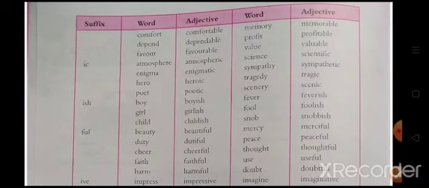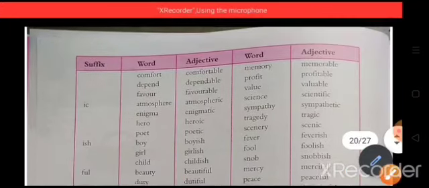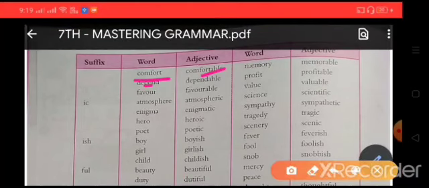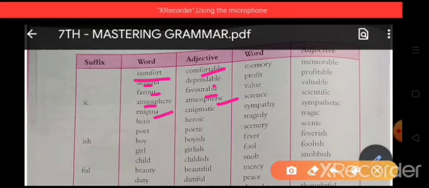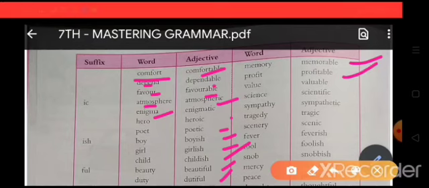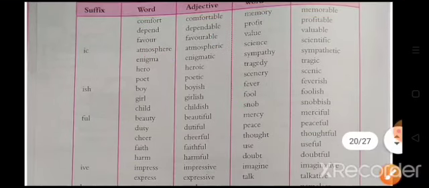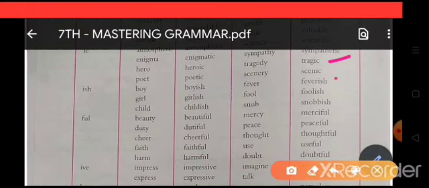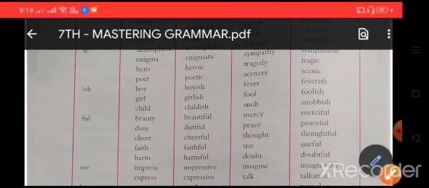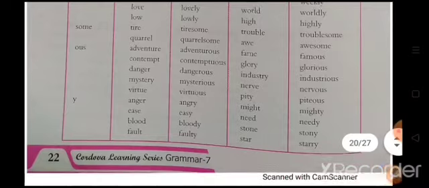Now again ic, ish and ful. So here we can see comfort, comfortable, depend, dependable, favor, favorable, atmosphere, atmospheric, enigma, enigmatic, hero, heroic, poet, poetic, boy, boyish, girl, girlish, childish, beautiful, dutiful, memory, memorable, profit, profitable, value, valuable, science, scientific, sympathy, sympathetic, tragedy, tragic, scenery, scenic, fever, feverish, and so on. There are a lot of words. We have to learn this.